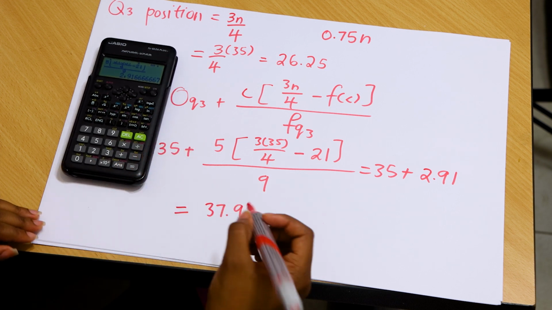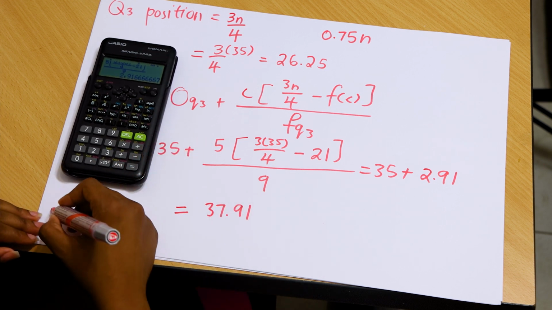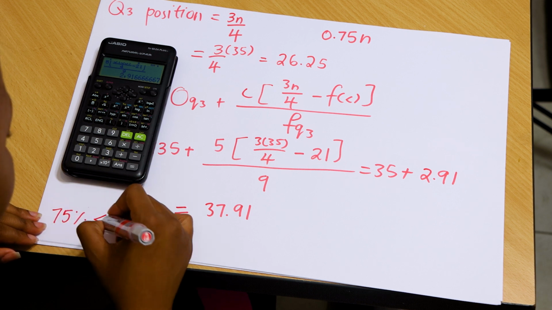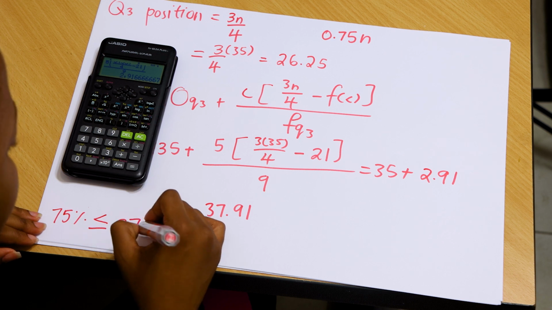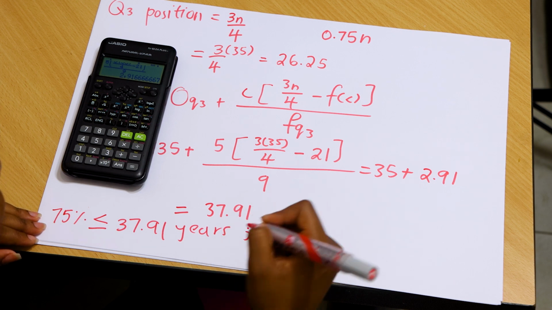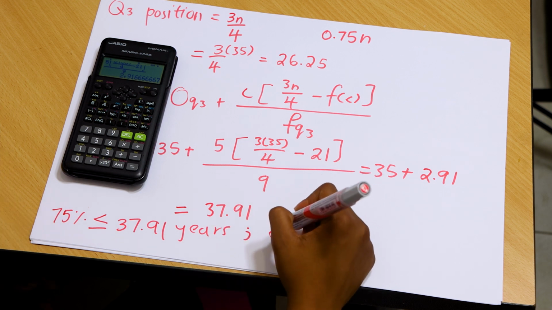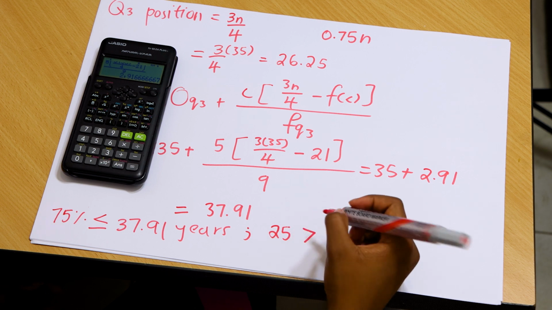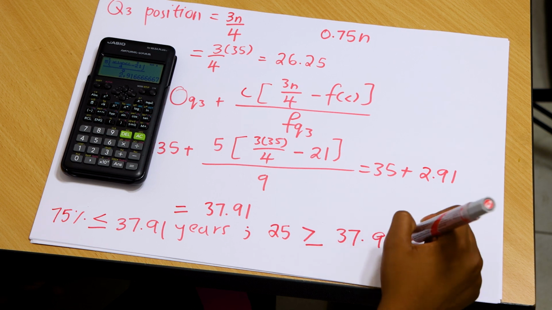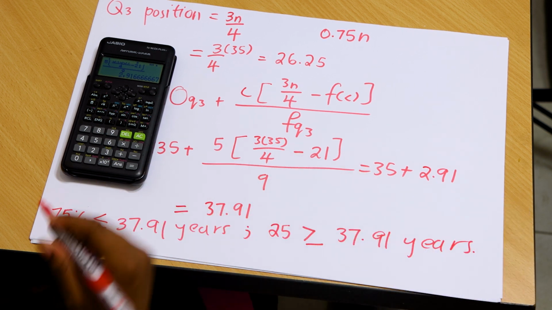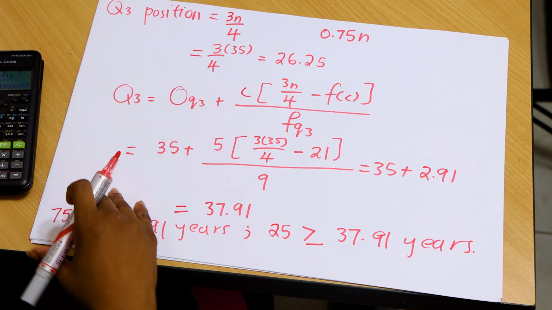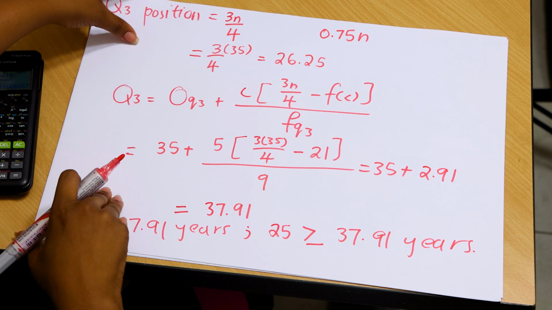Okay, so what it means is that 75% of the data of the participants are less than or equal to 37.91 years. I will just write this shortly for space. Then it means the other 25% are greater than or equal to 37.91 years. So that is the calculation of Q1 and Q3. And then the last answer.